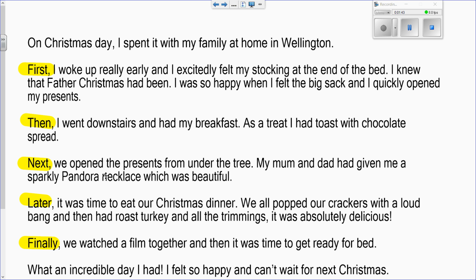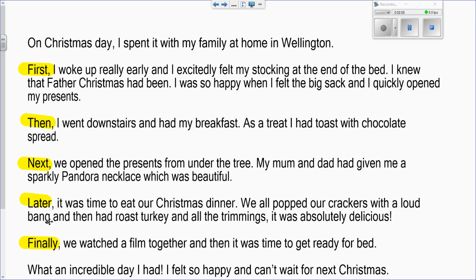So, on Christmas Day, I spent it with my family at home in Wellington. This first line is our introduction. It's telling us, what are we talking about? We're talking about Christmas Day. Who are we with? We're with our family. Where were we? We were at home in Wellington. So that tells us exactly about our introduction, our who, what, when, where, why question or end sentence.